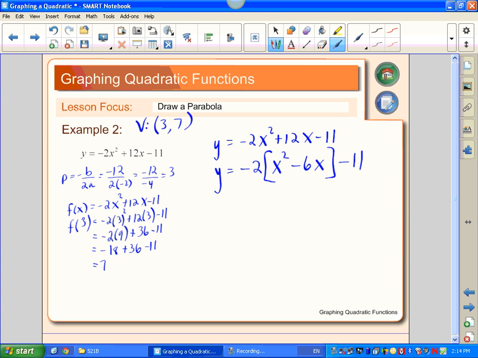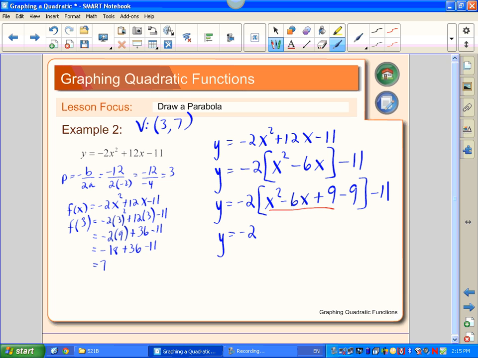And I'm only dealing with the terms that have an x. Now I'm going to complete the square within the bracket. So x squared minus 6x, I divide the 6 by 2 and I get 3, and 3 squared is 9. So if I add 9, I must also subtract 9, because that's giving me the 0. This trinomial is the perfect square.